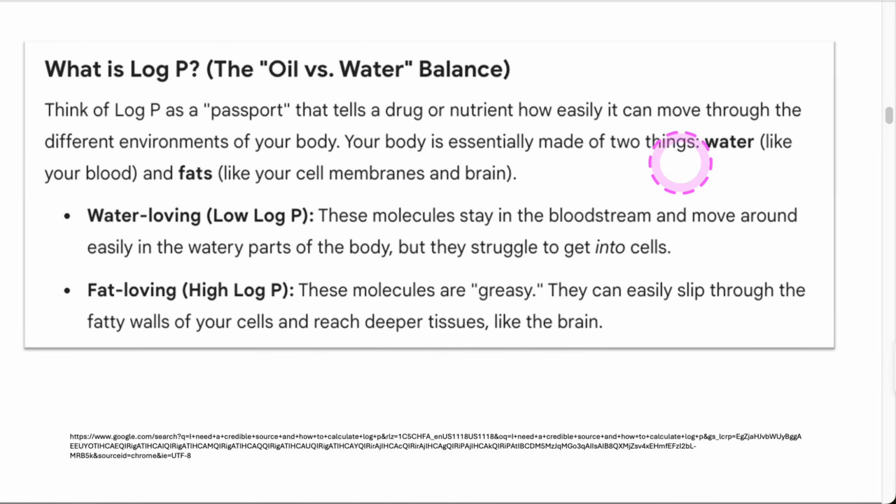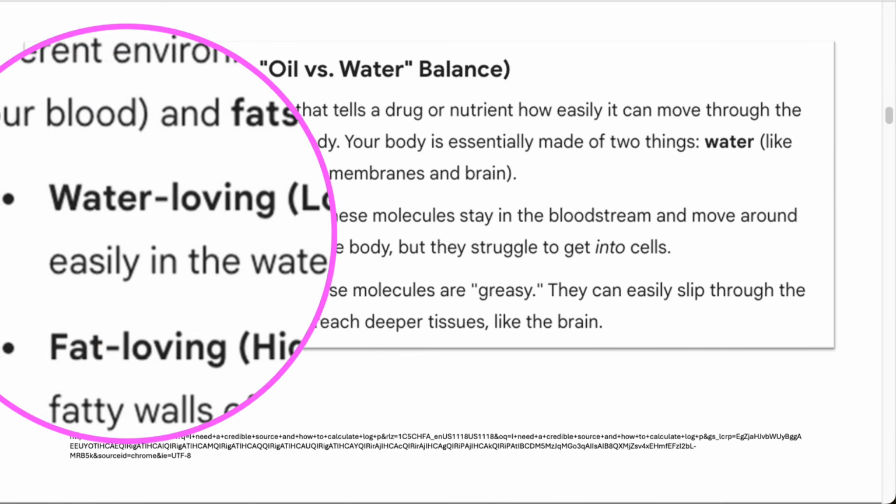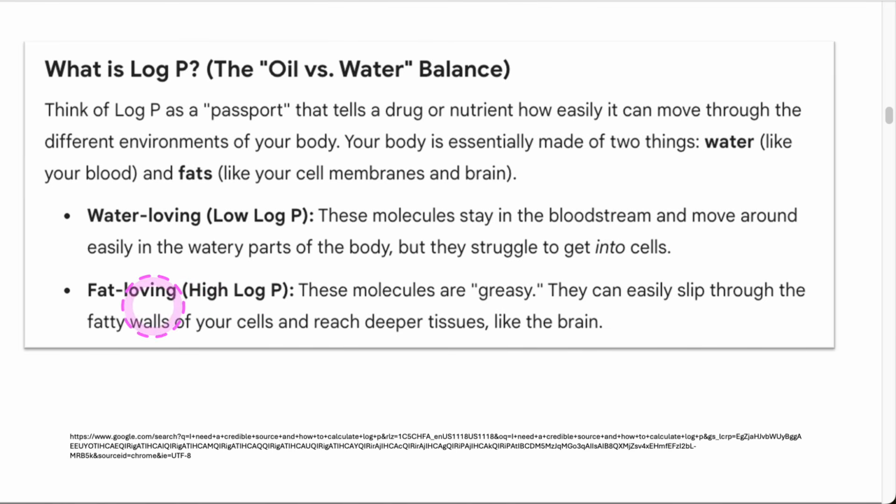The body is essentially made of two things, water and fat, right? That's pretty much it. So water loving is a low log P, okay? So just remember, passport. If you have a passport, you have a high log P, which means it goes into the fat tissue. Water is low P, there's no passport. These molecules stay in the bloodstream and move around easily in the watery parts of the body, but they struggle to get into the cells. Okay, low log P, no passport. High log P, direct passport into the brain, into the fat tissues. This is not good, right? High P, passport, high P is fat loving. These molecules are greasy. They can easily slip through the fatty walls of the cell membrane and reach deeper tissues like the brain.